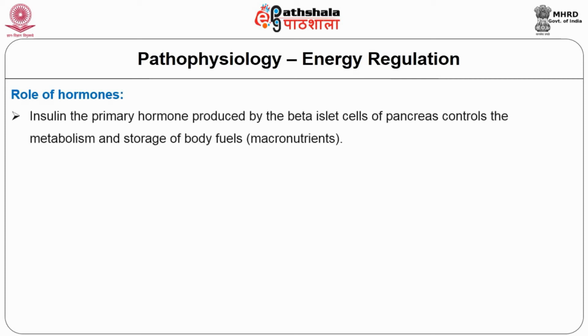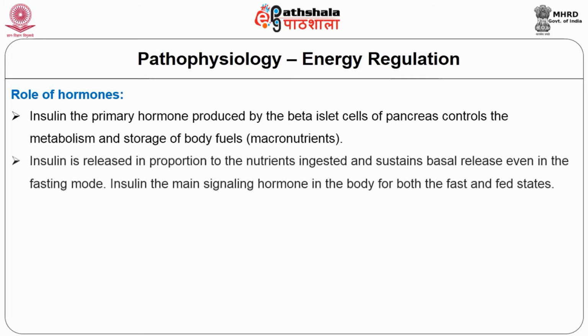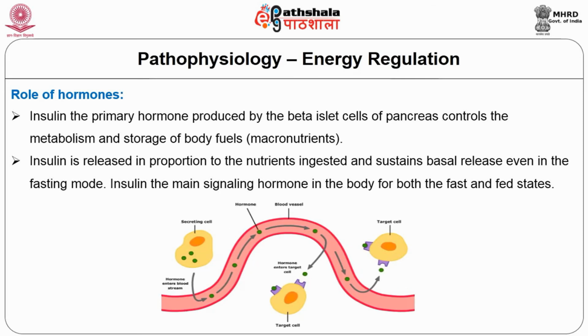The role of the hormone insulin: it is the primary hormone produced by the pancreatic beta islet cells, and it controls the metabolism and storage of body fuels, the macronutrients. Insulin is released in proportion to the meal ingested, and even in the fasting state it sustains a basal amount of insulin. It is the main signaling hormone in the body for both the fasting and the fed state.